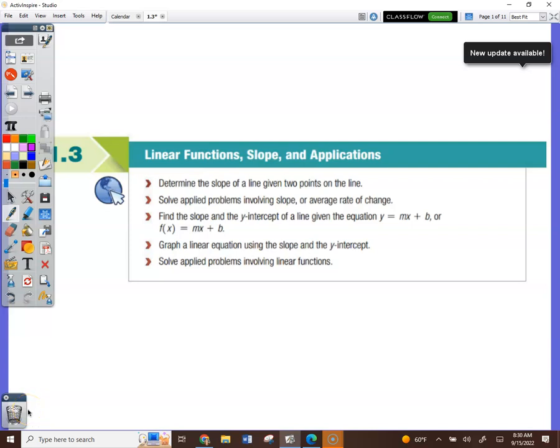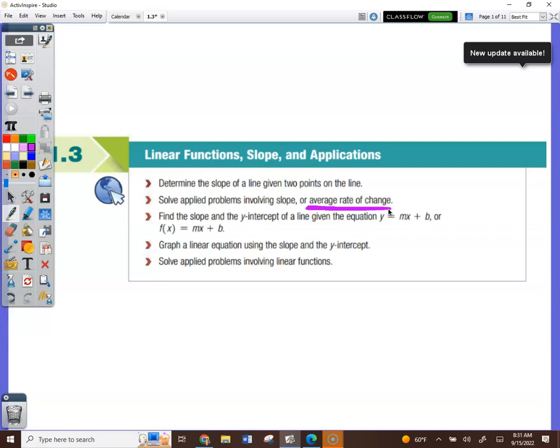Okay, 1-3. Linear function slope applications. If you see the word applications, it means word problems. We are going back to something you should recall from Algebra 1, slope-intercept form. We're going to talk about, first of all, finding the slope based on 2 points on the line, word problems with average rate of change. That is simply what slope stands for. It's the average rate of change. So if you see find the average rate of change, it means find the slope.